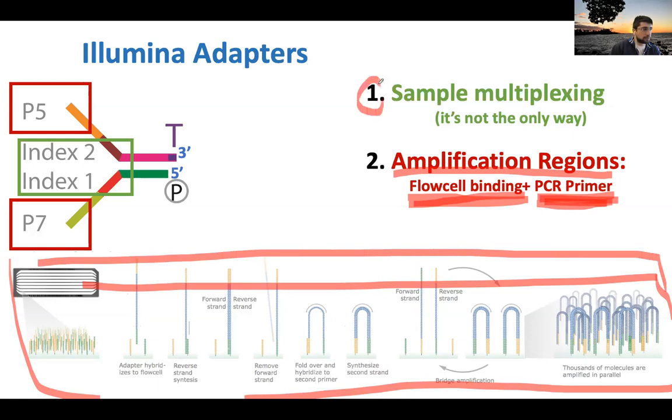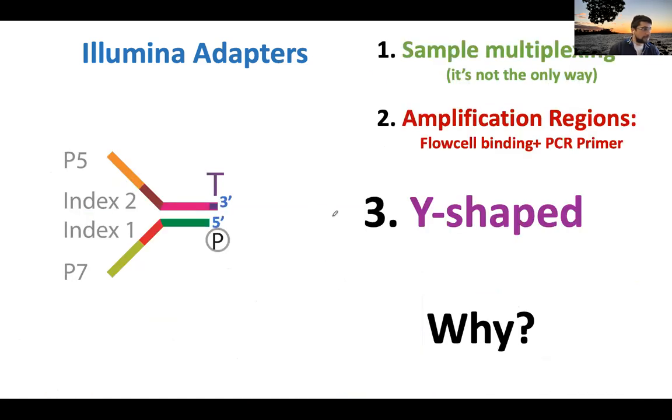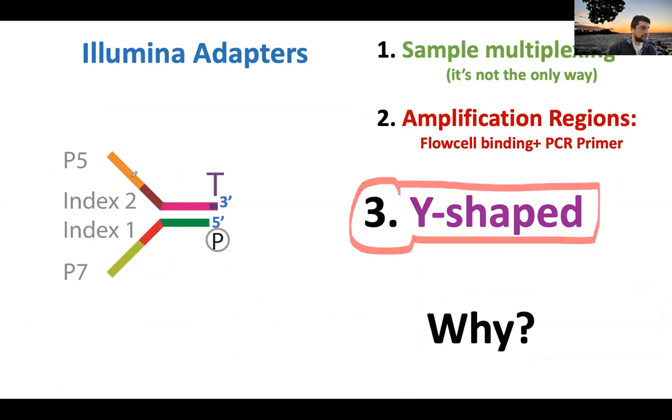So we have our sample multiplexing, we have our amplification regions, and then let's take a look at the shape of our adapters. If you notice, they're not fully double-stranded DNA. If you tilt your head 90 degrees to the left, you see a Y, so they're called Y-shaped. The reason they're Y-shaped is because now they carry more information.